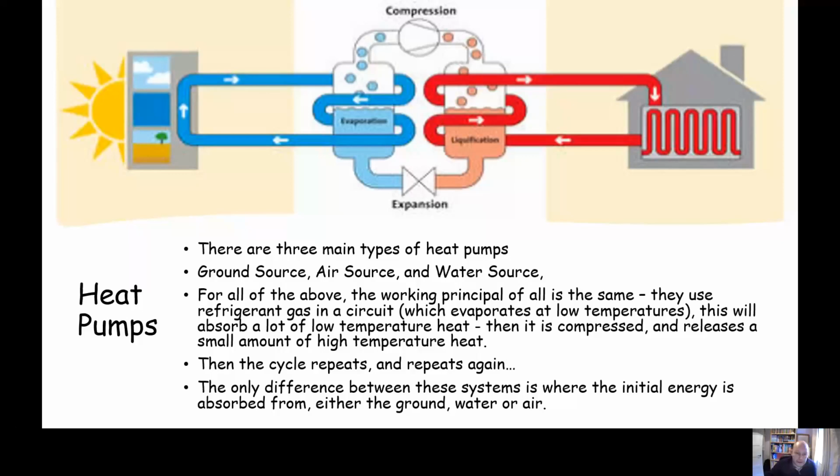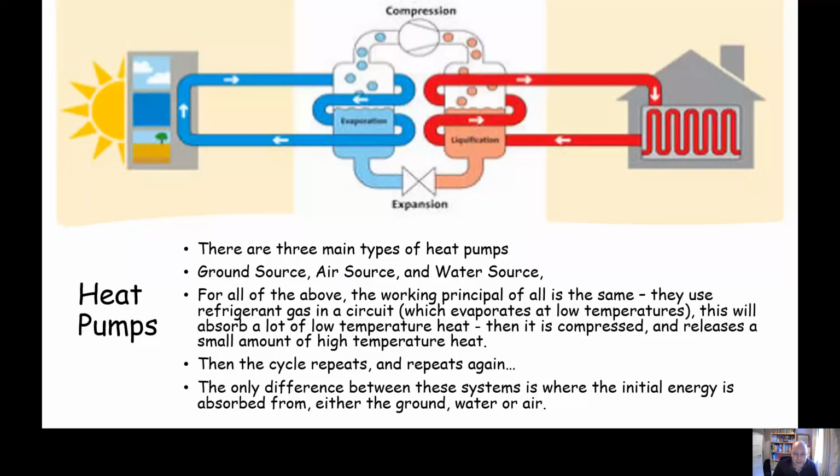And then that low temperature heat gets transferred through a compressor, gets compressed, and it releases a small amount of high temperature heat. So you take quite a lot of low temperature heat, put it through a compressor, it squeezes the heat out of it essentially, and you get a small amount of high temperature heat. As that cycle continues and continues, you can actually get a decent bit of heat, even on a cold day, even on days where it's snowy outside.